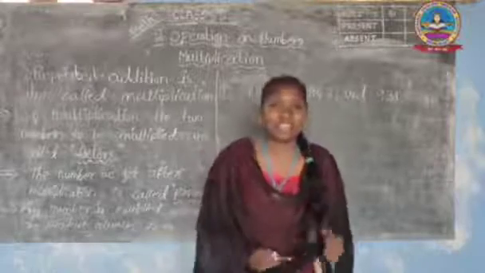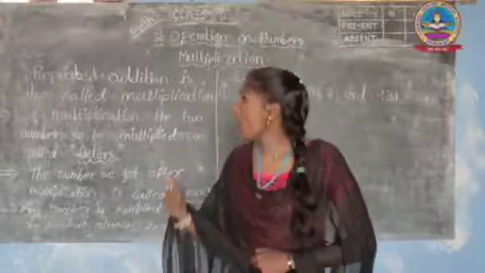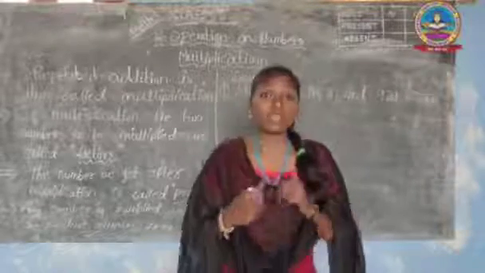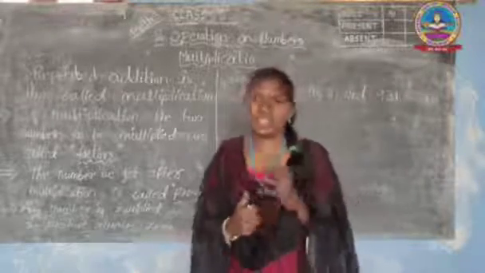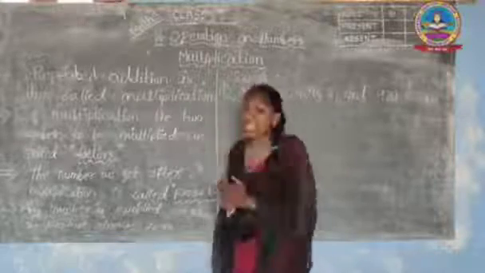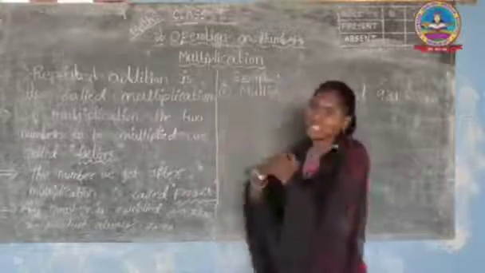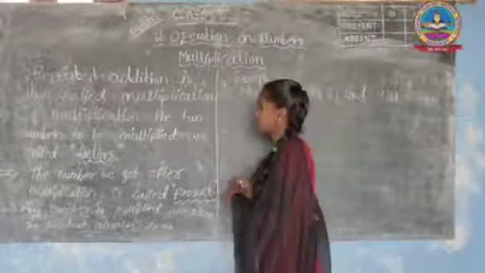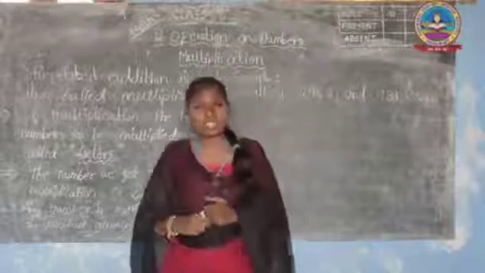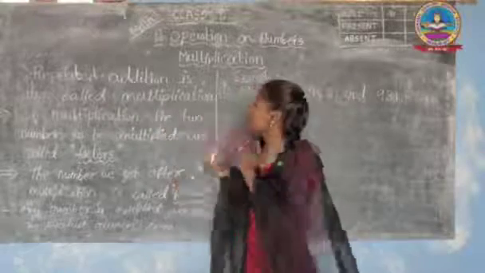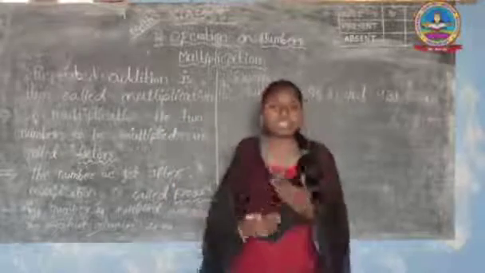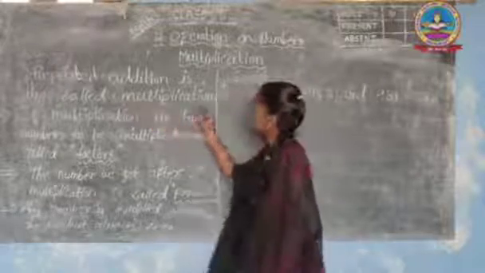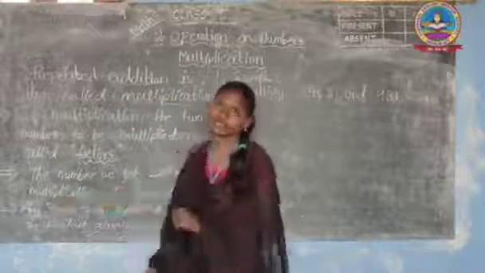Okay children, today we are going to discuss the topic of multiplication. You already learned this topic in your previous class, right? Yes. Let us revise multiplication once again. First, repeated addition is also called multiplication. We already know what multiplication is. Multiplication is repeated addition. In multiplication, we use the addition operation.